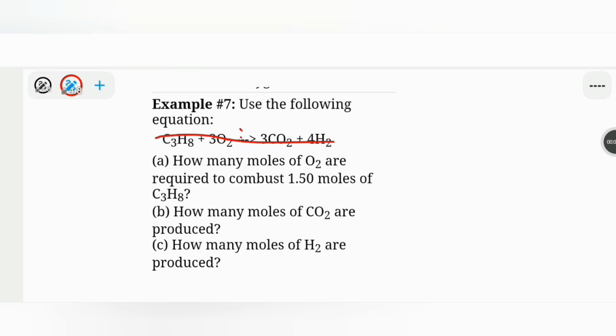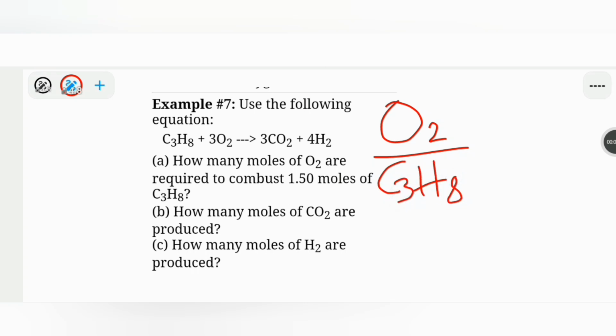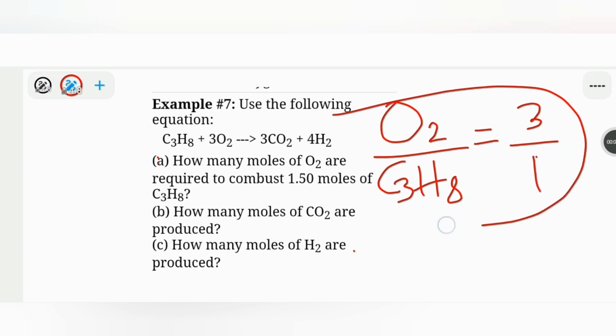Let's form the molar ratio from the equation first. So molar ratio from the equation, I'm doing O2, that's what I'm looking for, over C3H8. Let me get that molar ratio now. Oxygen, there is 3 in front of it, so put 3 here. C3H8, imaginary 1 is here, so just put 1 here. So this is the molar ratio from the equation.